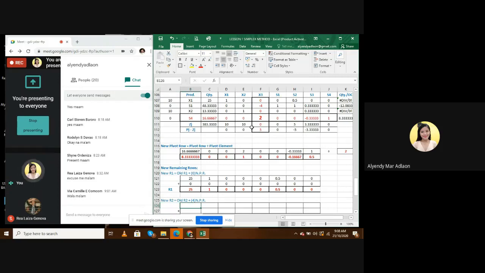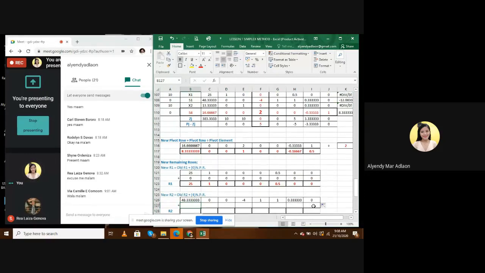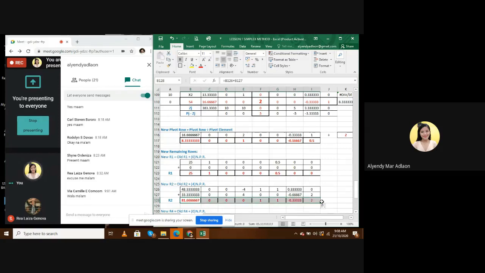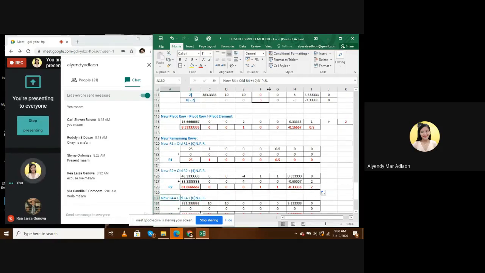Okay, for the new row 2, we have the old row 2 starting from 48.333, 0, 0, negative 4, 1, 1, and 0.33 and 0. For the new pivot row times 4. Hagay gikan ang 4, ang opposite sa negative 4, which is the element in our optimum column. And then, you drag it. And then, you add the 2. Okay? You add. So, this is now the new row 2. Okay, next is new row 3.